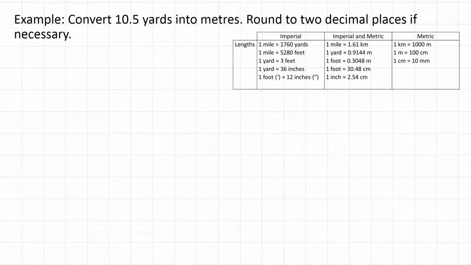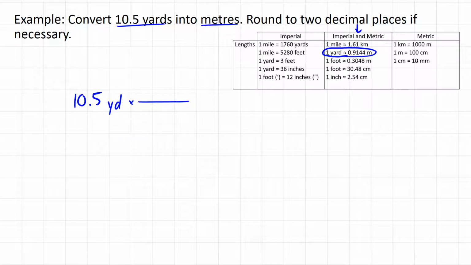In our final example, we're going to convert 10.5 yards into meters. So we're starting with 10.5 yards, that's what we have, and we're going to multiply it by a fraction, and now we're looking for a relationship between yards and meters. Now yards is an imperial unit and meters is a metric unit. So we're going to look in this middle column, and sure enough, here we go. We found the relationship between yards and meters.